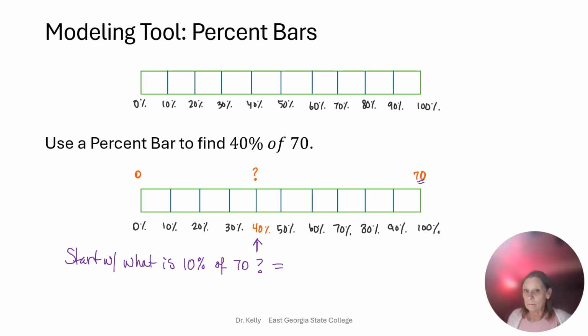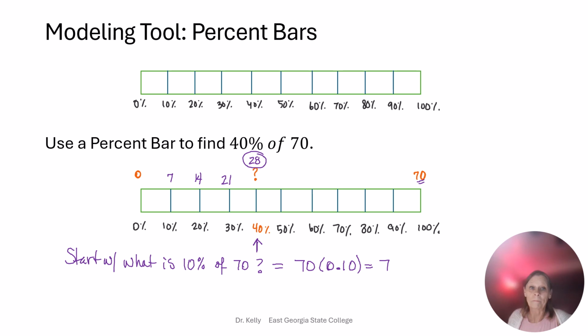So we could say 70 times, convert this to a decimal, and we would get 7. Okay, so we can say that 10% of 70 is 7, and if each block is the same length, which it is, then the next one will be 14, and the next one will be 21, and so 40% of 70 is going to be 28.